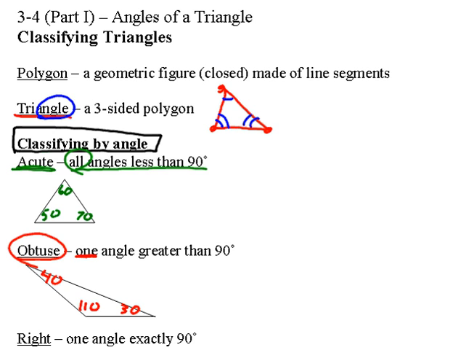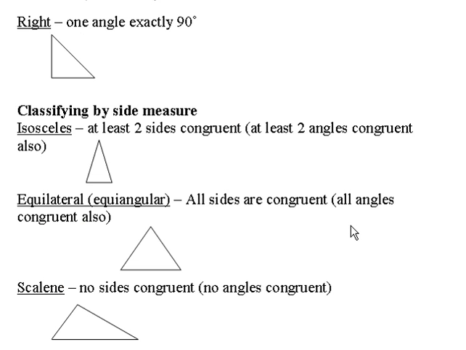Now, the reason we don't want all angles obtuse is because that wouldn't make a triangle. If we came down here, made an obtuse angle, and made another obtuse angle, these two ends would never meet. So you can only have one obtuse angle. Okay, next, a right triangle, just like an obtuse triangle, only needs one angle, and that's exactly 90 degrees. So if we have a right angle right there, this is a right triangle.